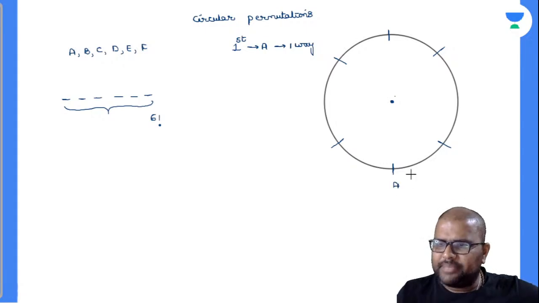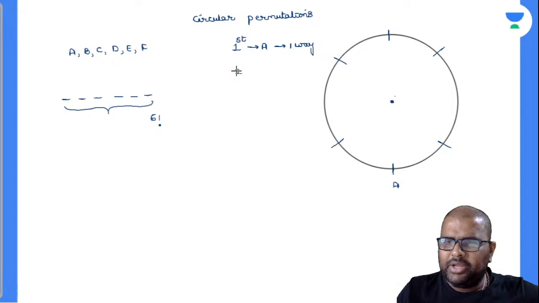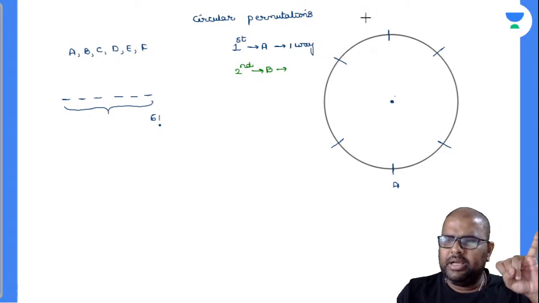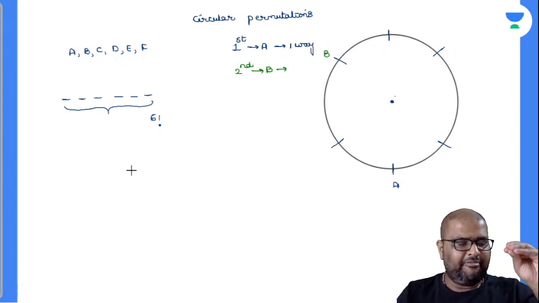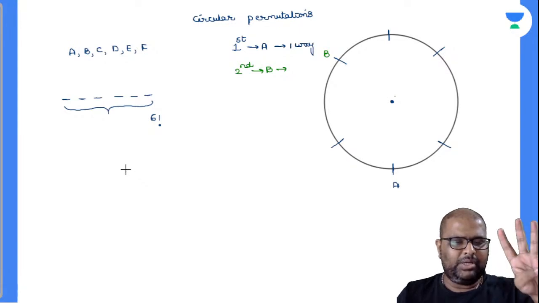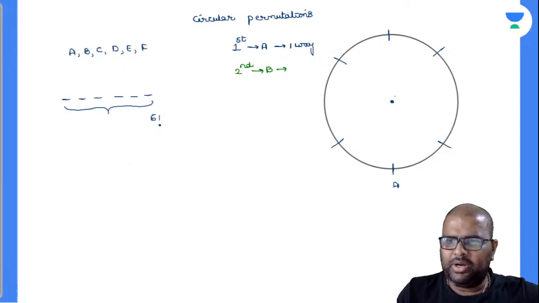I'll write down the next person. So the second person I'll take down as B. Now let us suppose B is here, it is opposite to A. If B is here, he is immediate right to A. If B is here, he is immediate left to A. If B is here, second to right of A. If B is here, second to left of A. So how many ways did you get? Opposite, immediate left, immediate right, second to right, second to left. 5 positions. Am I right or wrong? So automatically the second person can be seated on the circular table in 5 ways.